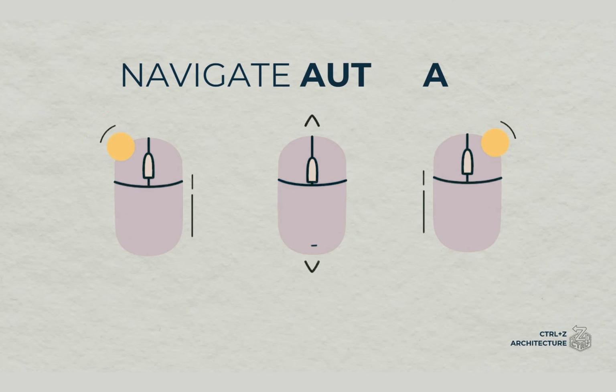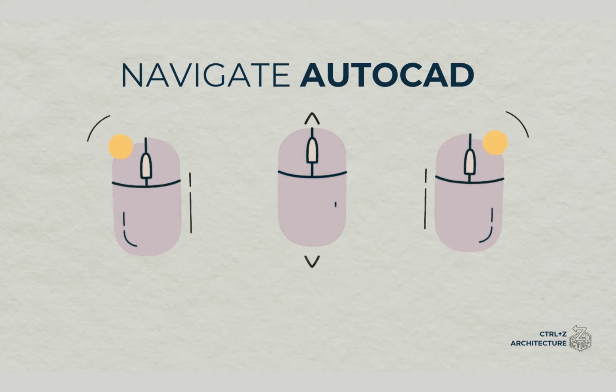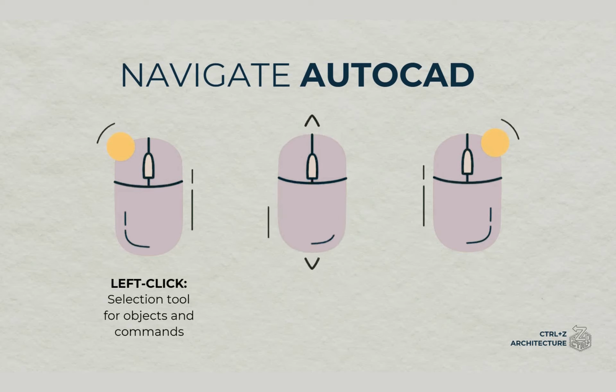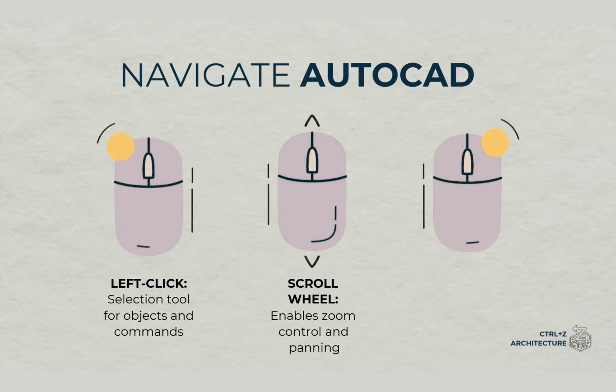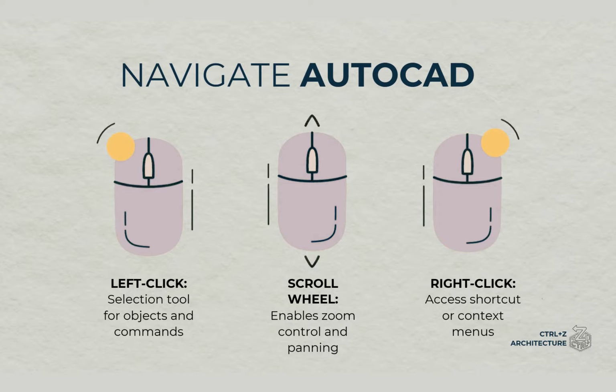To navigate effectively in AutoCAD, a 3-button mouse is essential. Here's how to use each button. Left-click to select objects and commands, scroll wheel to zoom in and out and pan around your drawing, and right-click to access shortcut or context menus.